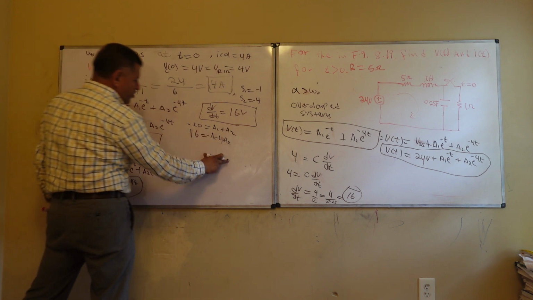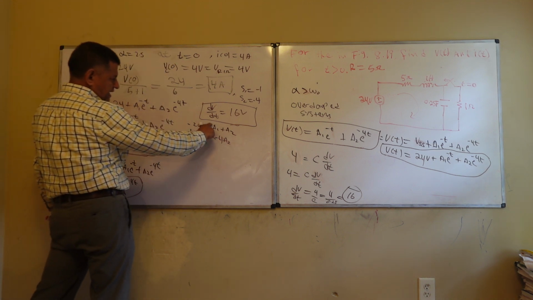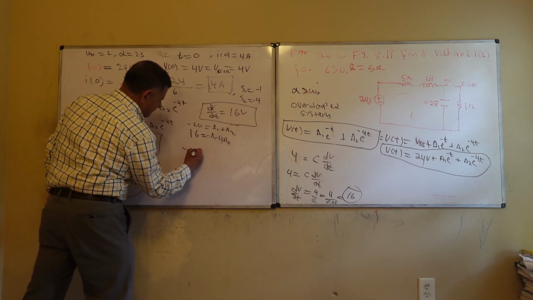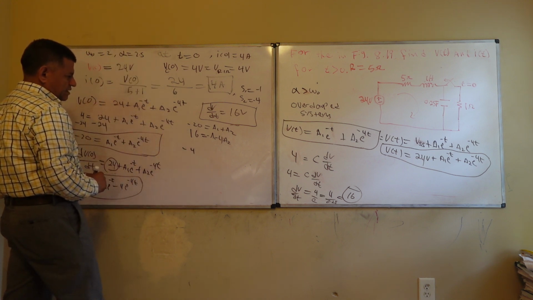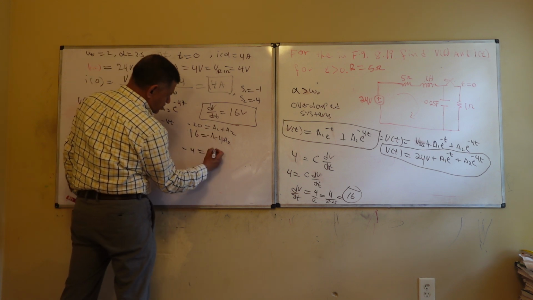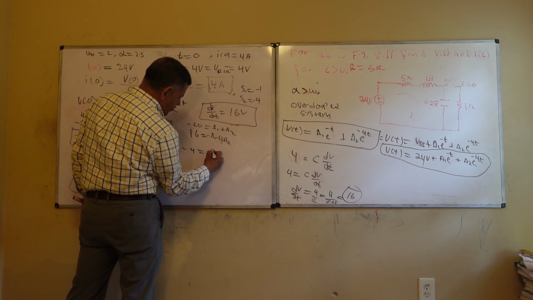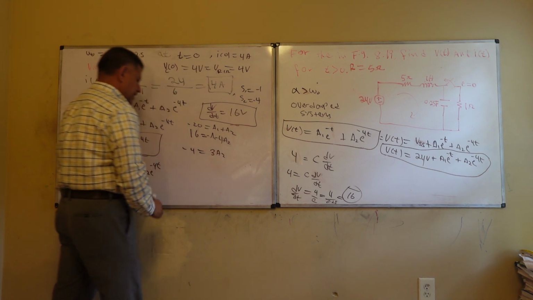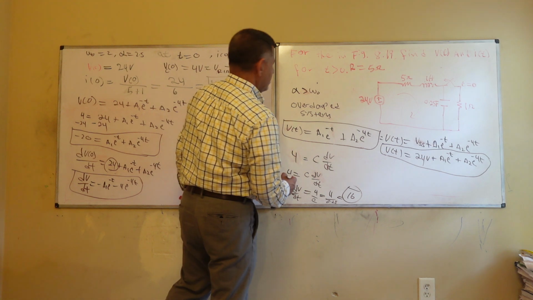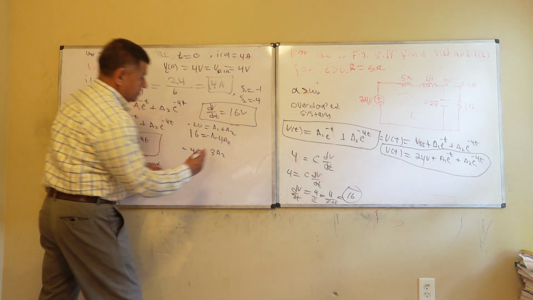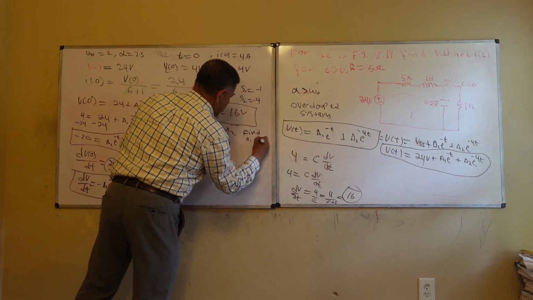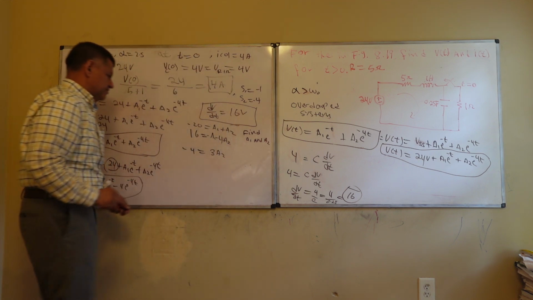Now, I have a system of equations that I can work with. I can add this and add that. So I got negative 4 is equal to negative 3A2. Now notice that what I'm doing right now, I'm trying to find the values A1 and A2. That's what I'm trying to do.